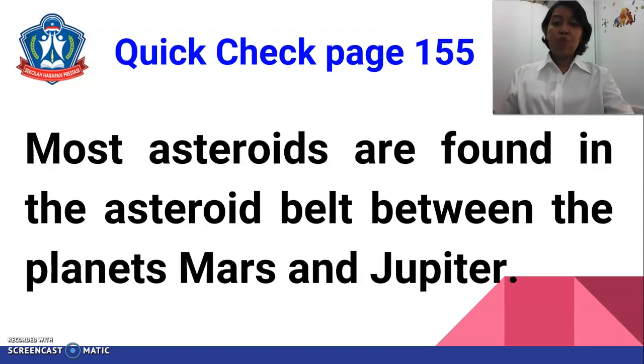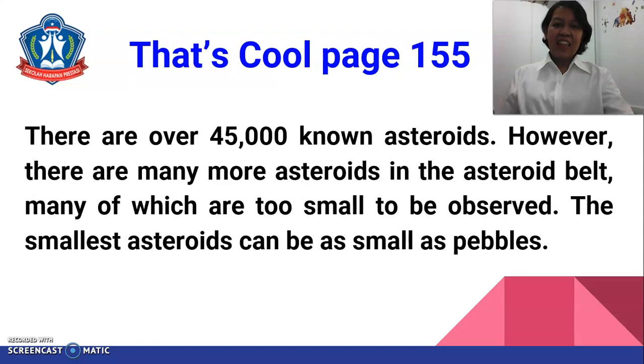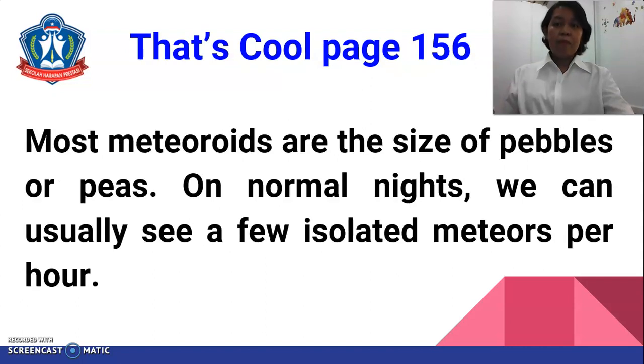In Quick Check page 155, most asteroids are found in the asteroid belt between the planets Mars and Jupiter. And that's cool, page 155. It says there are over 445,000 known asteroids. However, there are many more asteroids in the asteroid belt, many of which are too small to be observed. The smallest asteroids can be as small as pebbles. Most asteroids are the size of pebbles or peas.